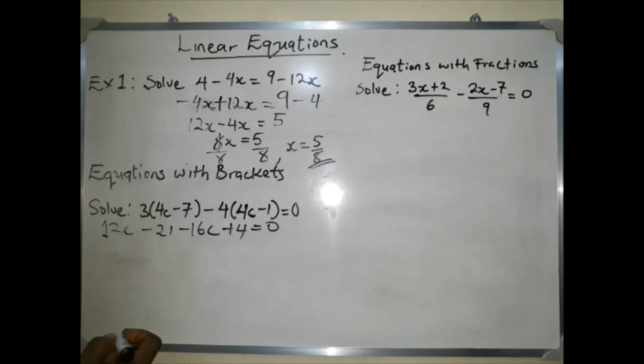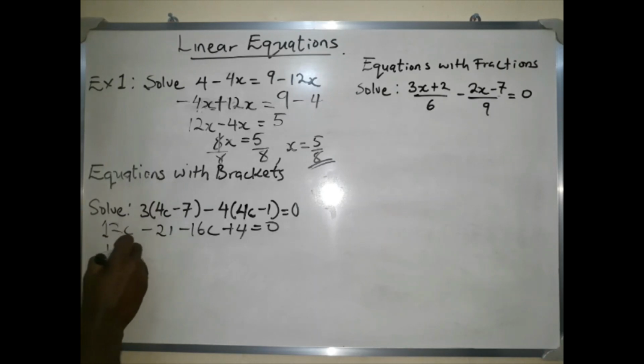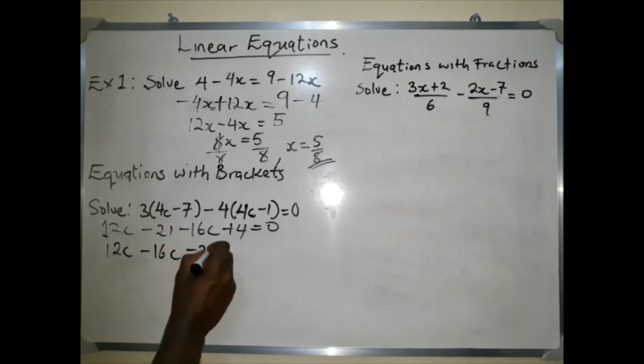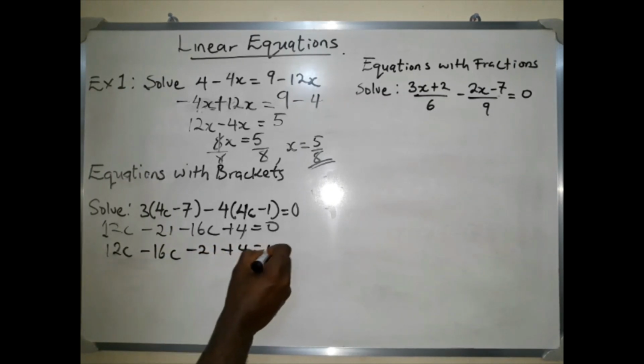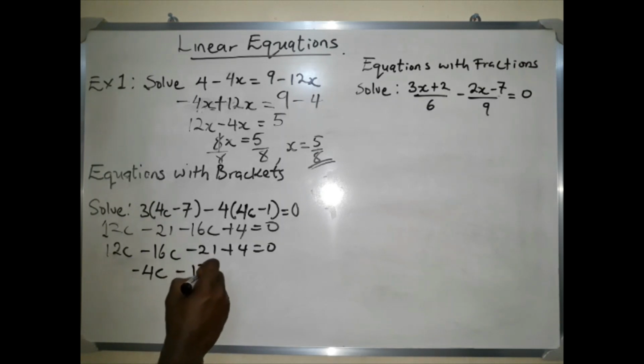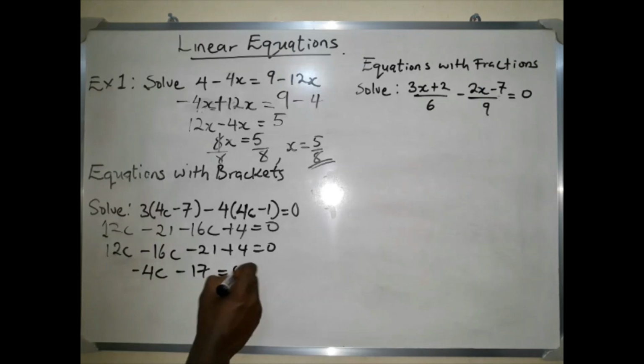So next we'll do collecting like terms. We now have 12c minus 16c minus 21 plus 4 is equal to 0. So what is 12c minus 16c? 12c minus 16c is minus 4c. What is minus 21 plus 4? Minus 21 plus 4 is minus 17, which is equal to 0.